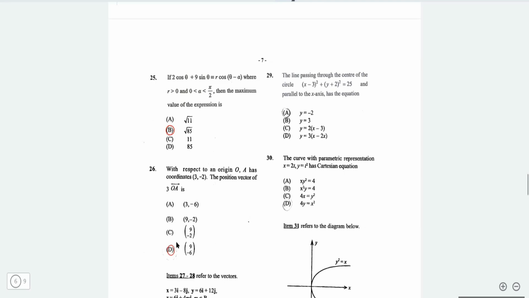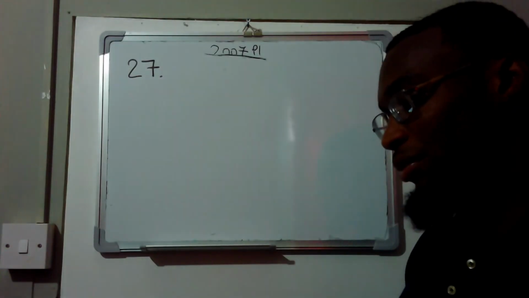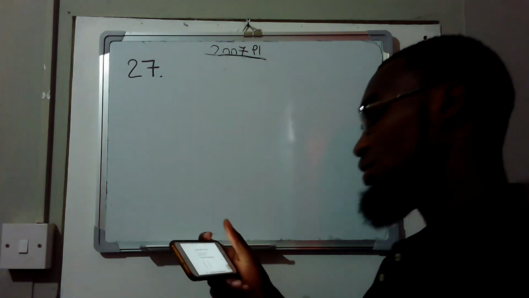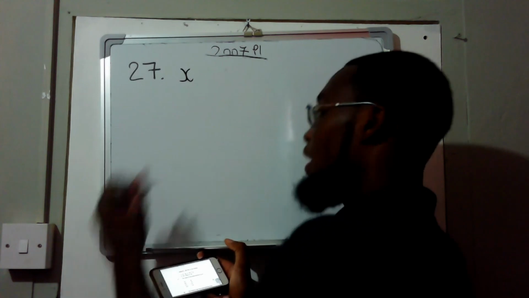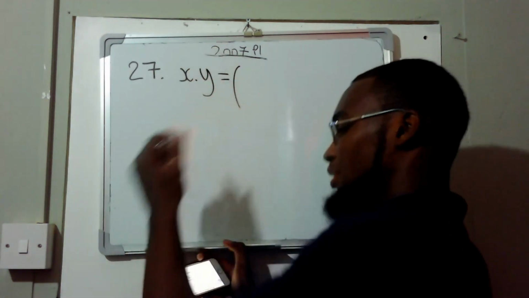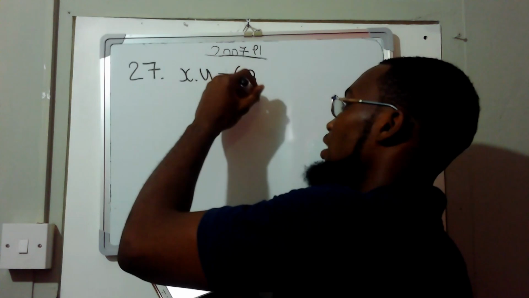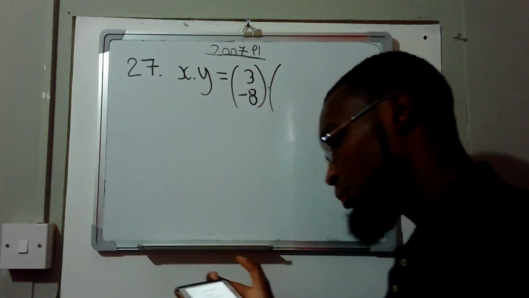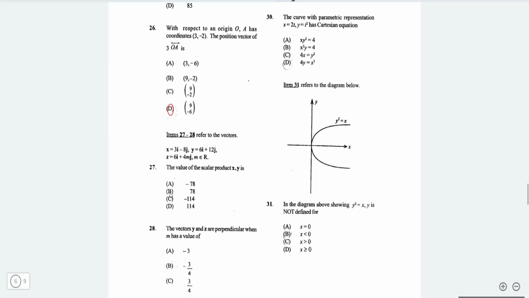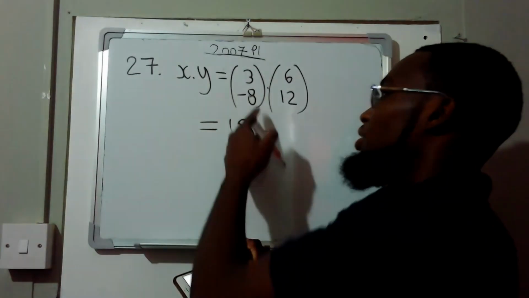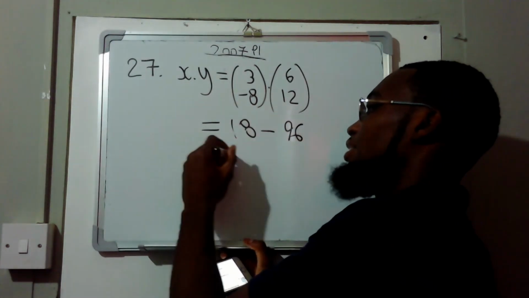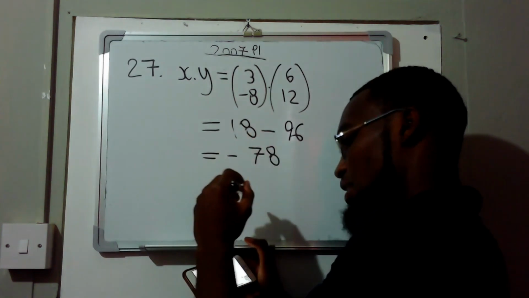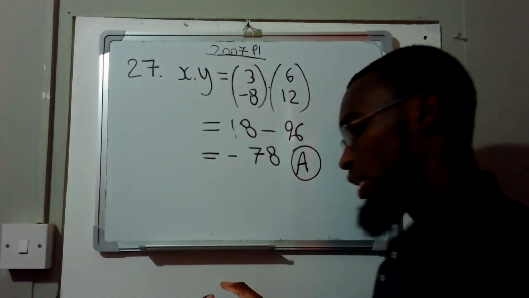Question 27 says the value of the scalar product x dot y is... they give us x and y. x is given by the vector (3, -8), and y is given by the vector (6, 12). So the scalar product is 3 times 6, which is 18, minus 8 times 12, which is 96. 18 minus 96 is negative 78. Option A.